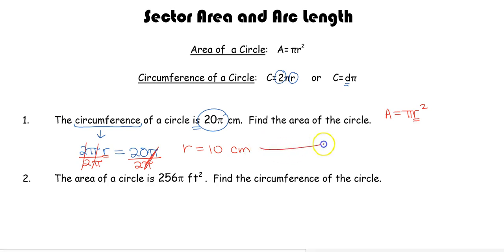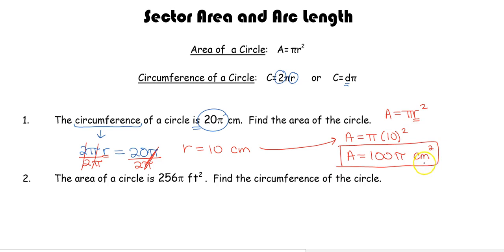So now we can use that in my area formula. Area is equal to pi times the radius squared. So the area is 100 pi centimeters squared. So circumference is just centimeters. Area is centimeters squared. Make sure that we have the proper label.